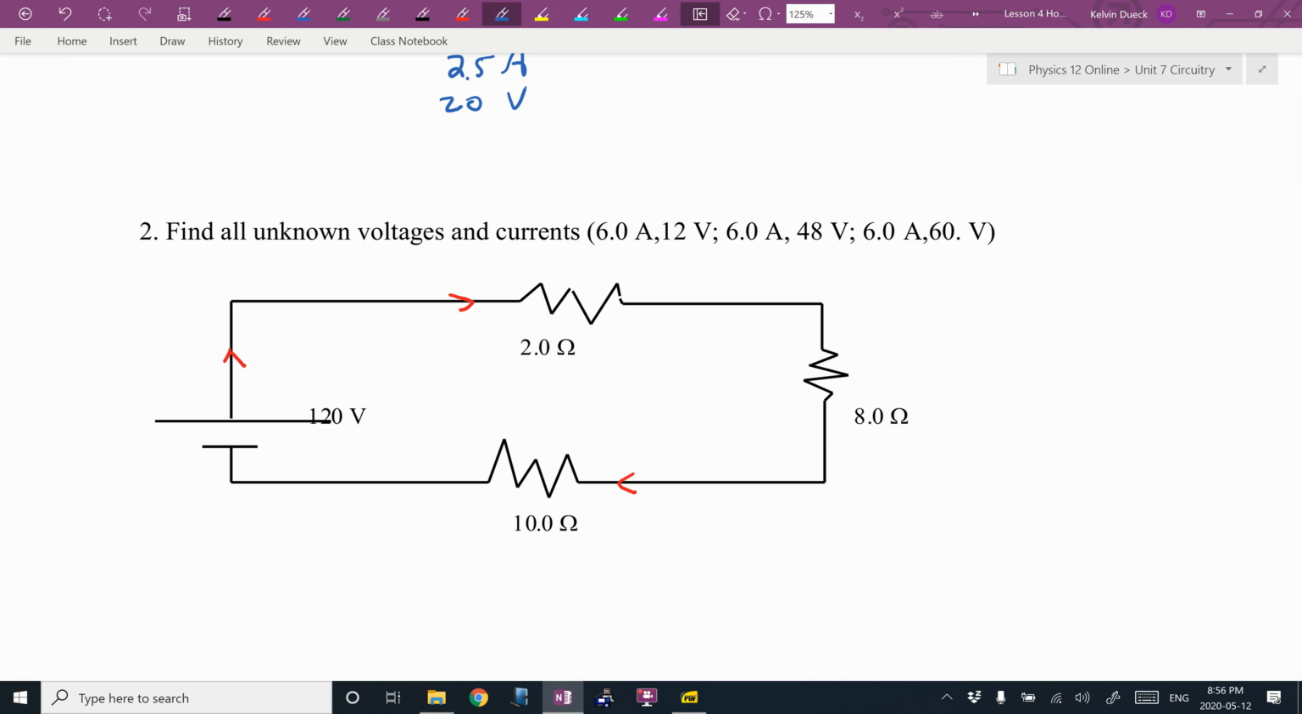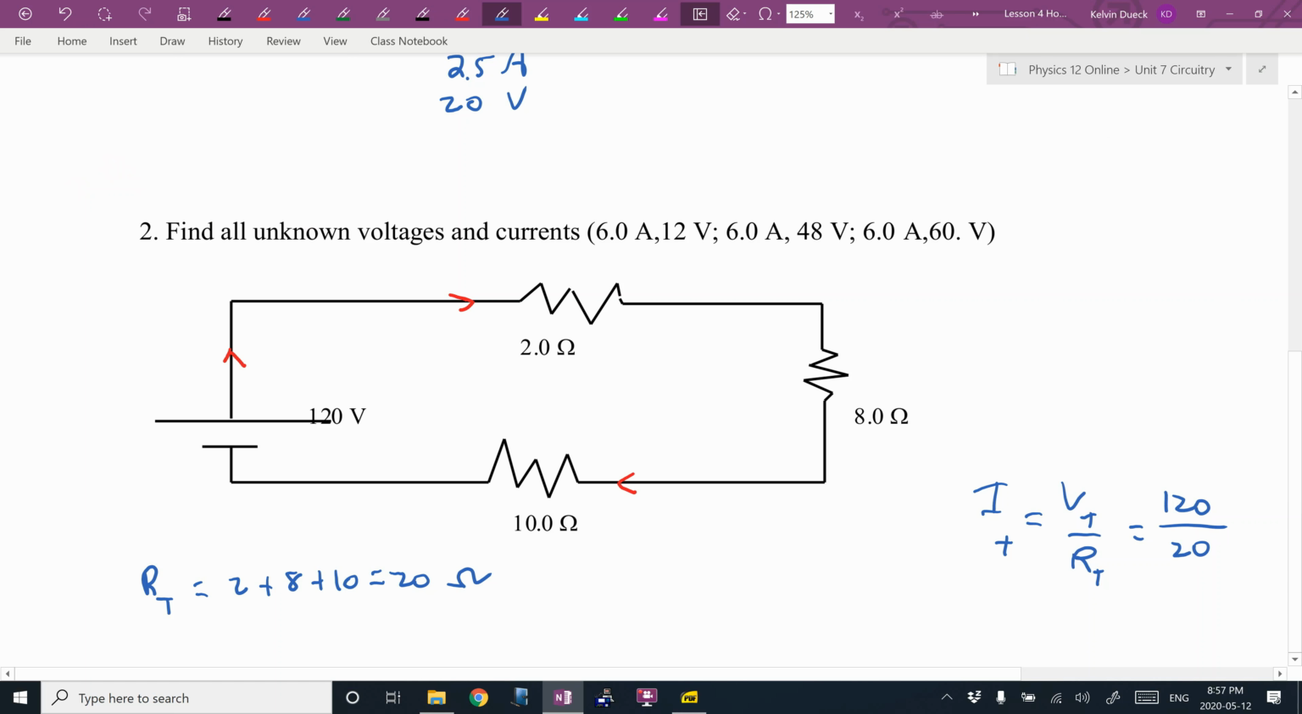Step 2, try and look for total current, don't know it. Step 3, look for two things, don't have that. Step 4, ski, doesn't do me any good. Step 5, our total is going to be 2 plus 8 plus 10 is 20 ohms. So I total equals V total over R total. It's 120 divided by 20.